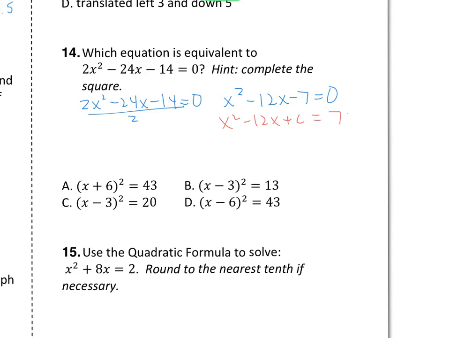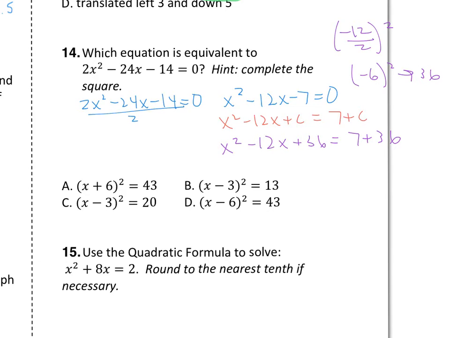So if I add 7 to both sides. Now, how do I find out what c is? Well, I take half of b and I square it. So half of negative 12 squared. Half of negative 12 is negative 6. Negative 6 squared is 36. So I will have x squared minus 12x plus 36 equals 7 plus 36.